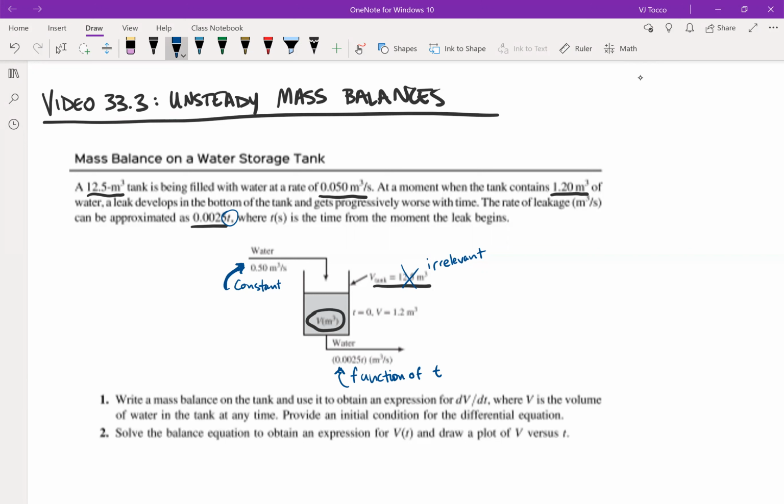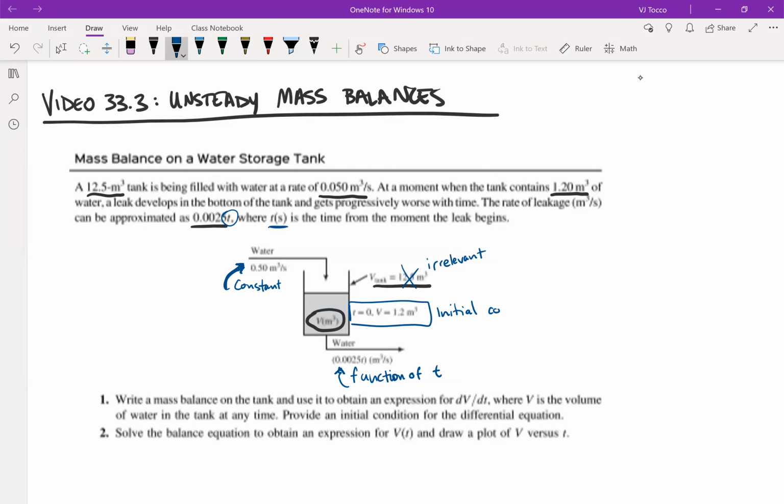And there was one more value given. At a moment when the tank contains 0.2 meters cubed of water, a leak develops in the tank. So this is an initial condition. It doesn't really mention what time, but I think it does actually. Yeah, t in seconds is the time from the moment the leak begins. So this is my initial condition. That's given here.